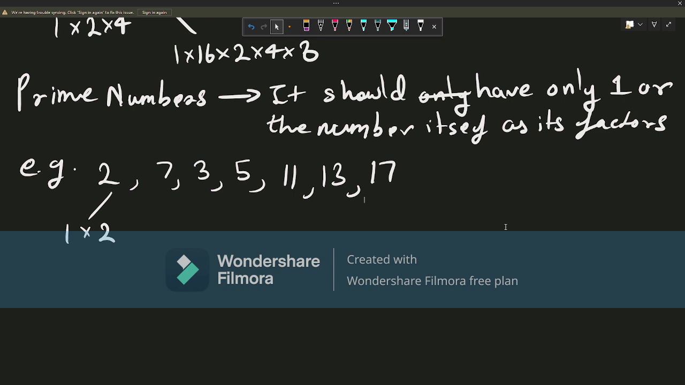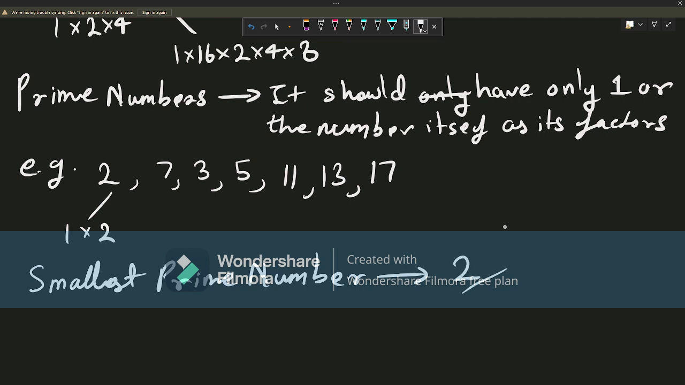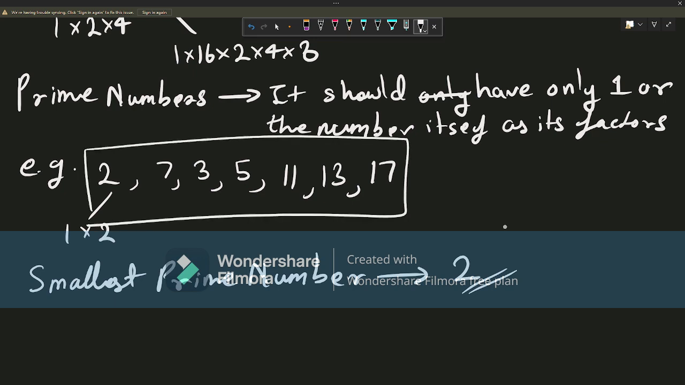Now there is a small thing that you need to know before starting this chapter, because in some tricky questions, there should be some memory power also. Do you know what the smallest prime number is? If you can answer, do it in the chat box. Okay, I will tell. The smallest prime number is 2, right? And 1 can neither be prime nor composite.